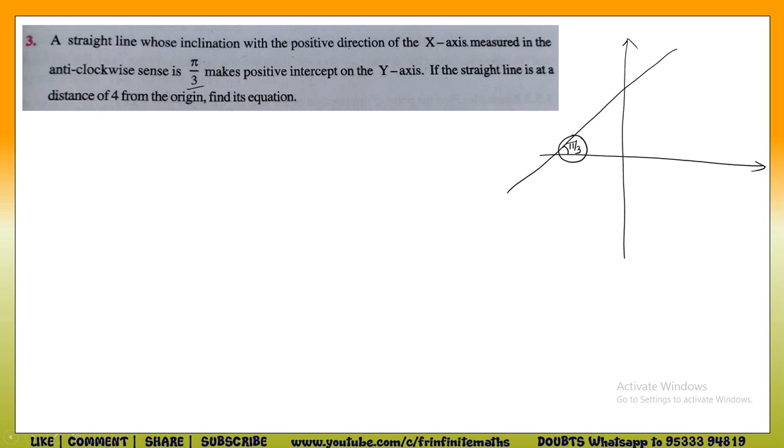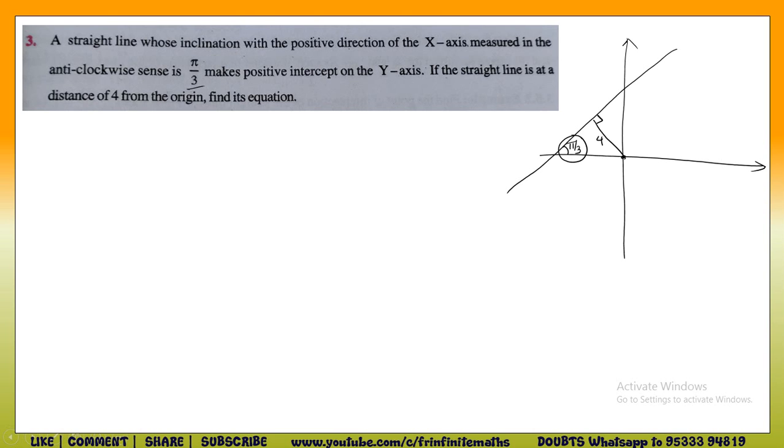Okay. Next, he has given if the straight line is at a distance of 4 units from the origin. So this is the origin and it is at a distance of 4 units. So at a distance of 4 units means that he has given perpendicular distance. So where can you get perpendicular distance? So perpendicular distance is obtained in normal form. Now to find out the line equation, so what should we do? So we need to make use of the normal form here.